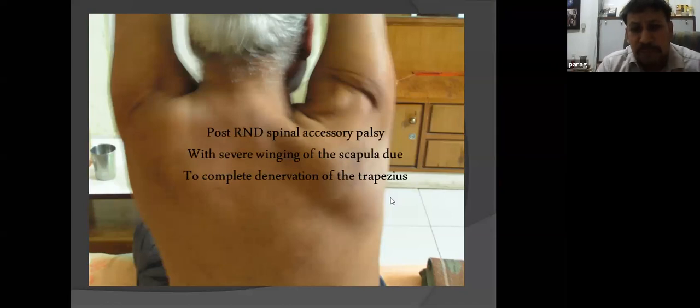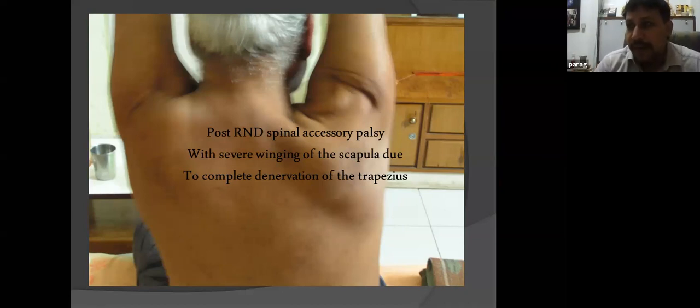This is a passive motion. He has full passive range of motion. He's holding his arm straight up at 180 degrees, but you can see that there is clear-cut winging of this particular scapula. Now, this was a spot diagnosis. This patient had a history of a radical neck dissection done 6 months ago, and since that time, he has lost his ability to raise his shoulder. This was a case of post-radical neck dissection spinal accessory palsy.